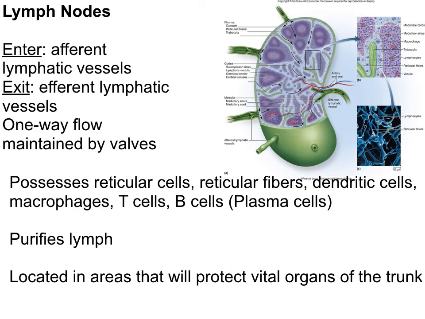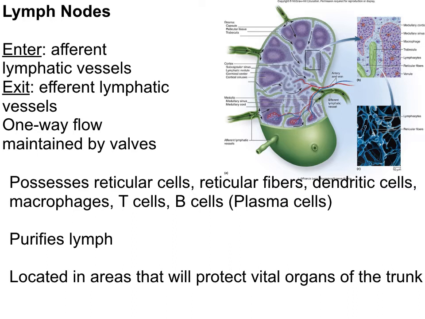Within the node, there is one-way flow through the node. There are valves in here so that once the lymph comes in, it's guaranteed to exit through the efferent lymphatic vessels. There are many different types of cells in your lymph node.